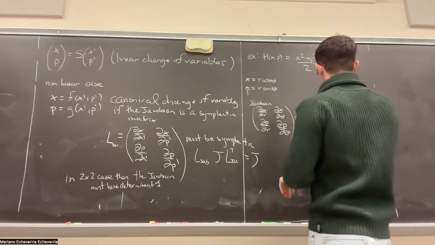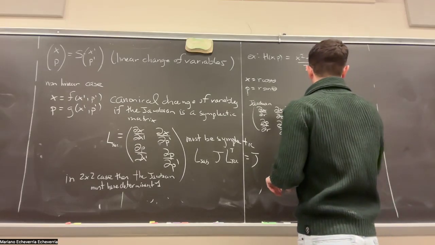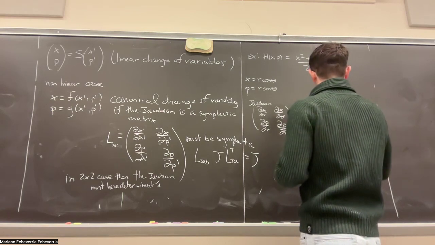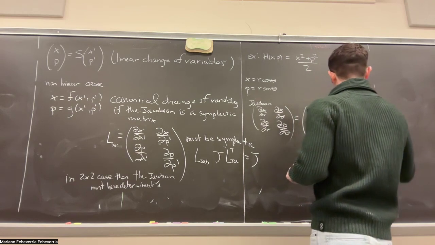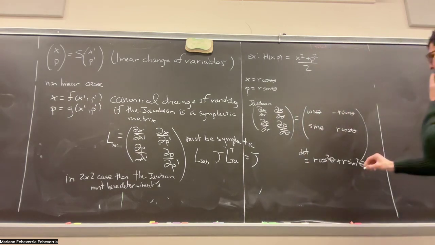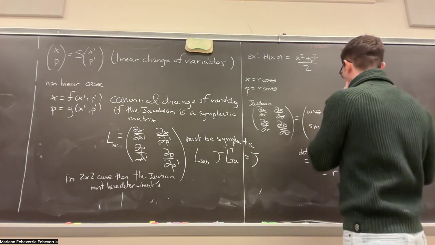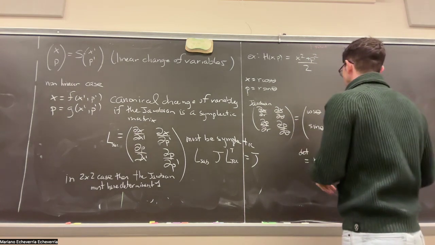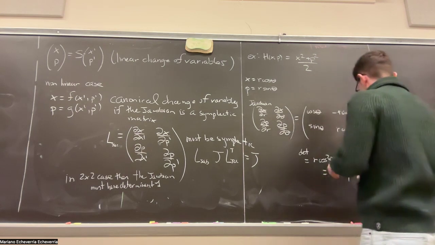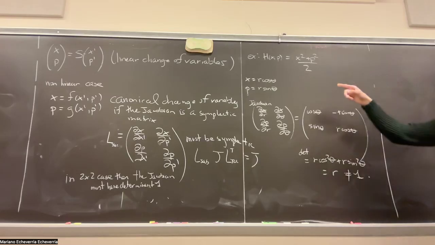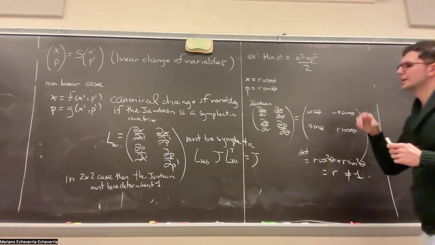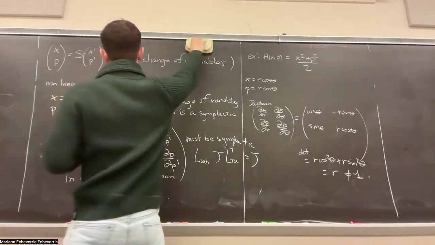So the determinant of this is r cosine squared plus r sine squared, which is just r. This depends on the radius, so it's not a constant determinant equal to one. That's why the equations looked bad when we changed to these coordinates. But then there was this other coordinate system we had done.